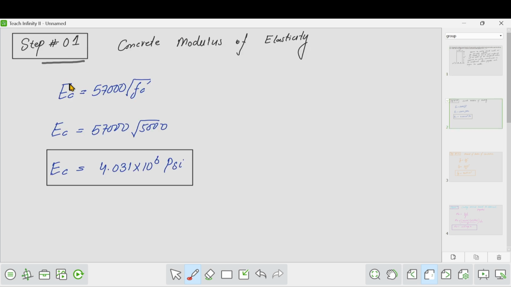In the first step, calculate the concrete modulus of elasticity. Concrete has a compressive strength of 5000 psi. So if I plug in the value of f'c as 5000 psi, I will calculate the modulus of elasticity of the concrete, which is 4.031 multiplied by 10 to the power 6 psi.